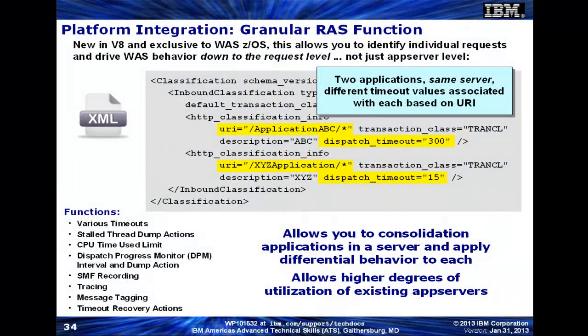WAS z/OS version 8 introduced a function that leveraged the WLM classification file to drive WAS operational behavior down to the request level. The bullet list on the lower left of the chart shows what functions are eligible for assignment to the request level with this new function.